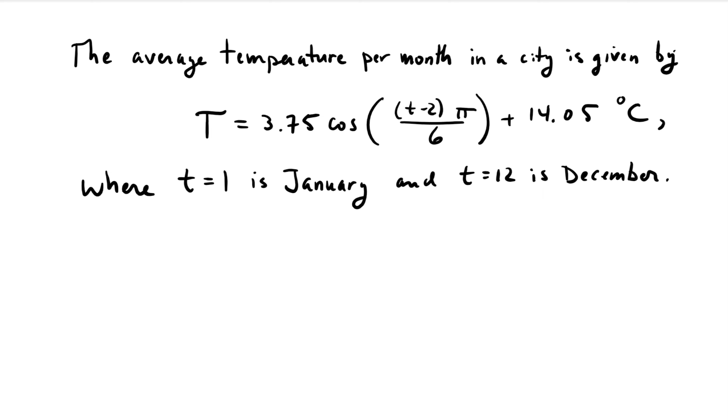Now, this is clearly a cyclic and periodic function, because every January we should fall back on the same average. So T equals 1 and T equals 1 plus 12, so 13, should roughly have the same average. Since we're talking about the average, it's not a surprise that this temperature is modeled by a trigonometric function. So let's take a look at it in Desmos.